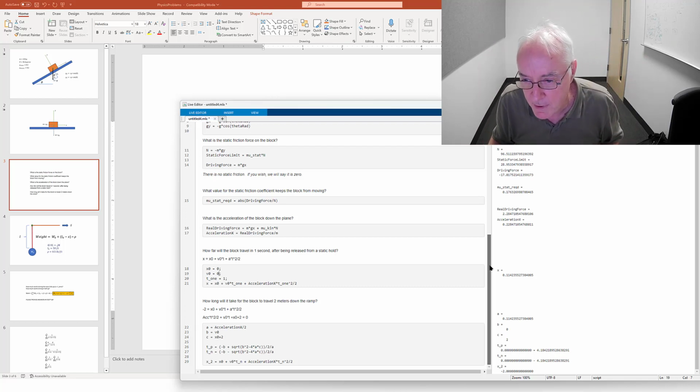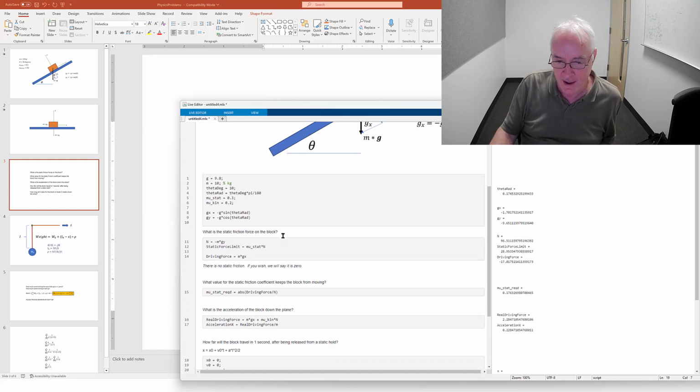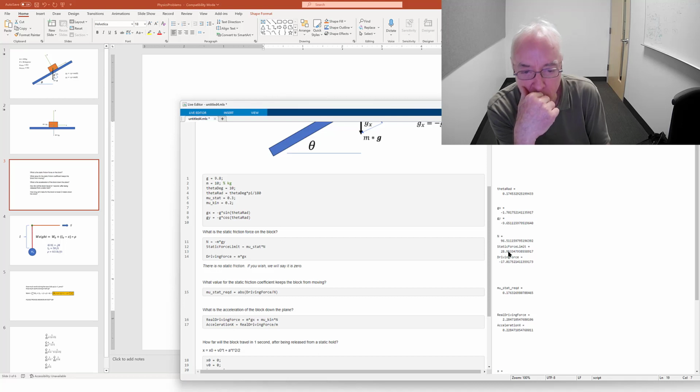But let's go back up to one of our initial questions, which is, was the static friction force on the block? And we essentially compared the driving force with the limit. And we're going to see that the driving force is now amplitude of 17.01 or 02. And that's actually less than the static friction limit, and hence the block never would have even moved. All right.